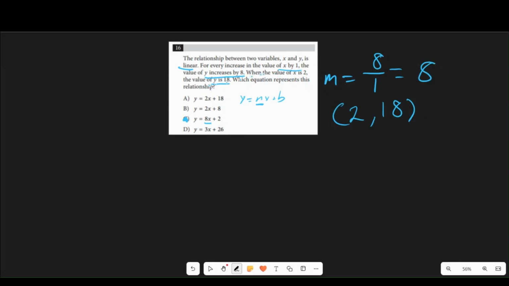And then they also gave us a point in case that wasn't enough information for you and you wanted to confirm even more. But yeah, it really was not a super difficult problem so long as you understood the basics of linear equations or lines on an xy plane, and also were able to use probably the most important formula in algebra, y equals mx plus b.